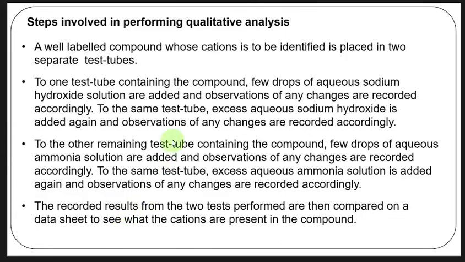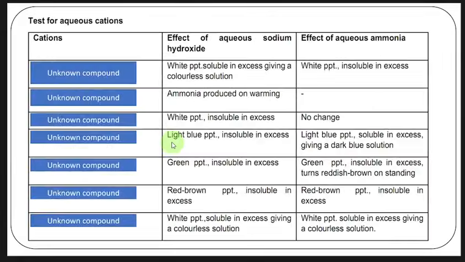Alright, so this is the data sheet that we use when carrying out qualitative analysis. So in this data sheet, we have the names of the cations here. Then we have the effects of aqueous sodium hydroxide on such a compound. Then here we have also the effect of aqueous ammonia on the unknown compound. So here we treat these compounds as the unknown compounds containing certain cations here.